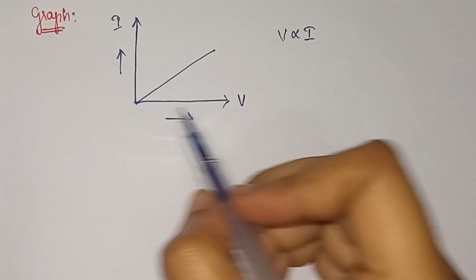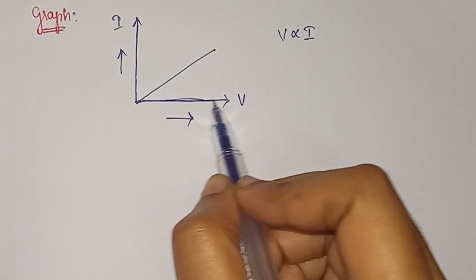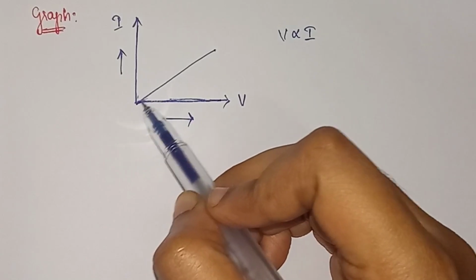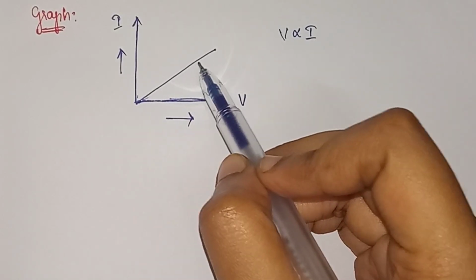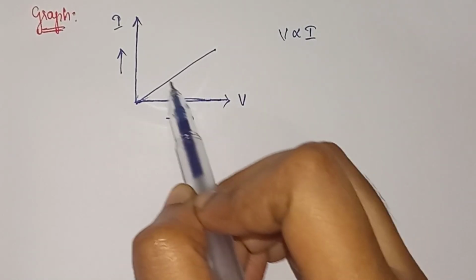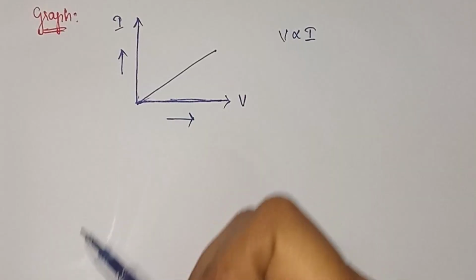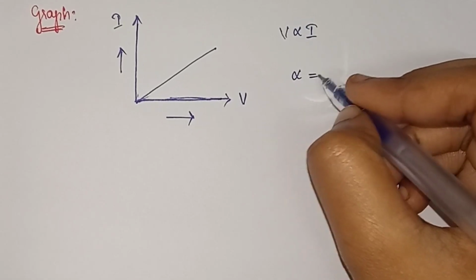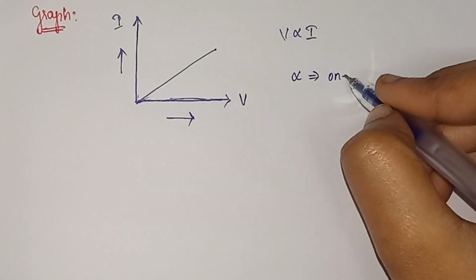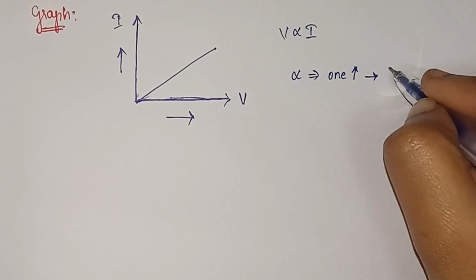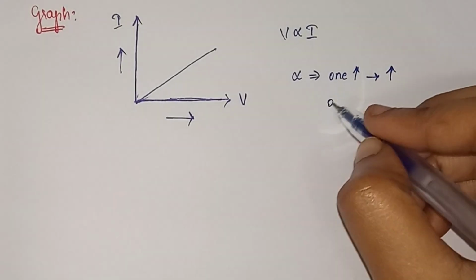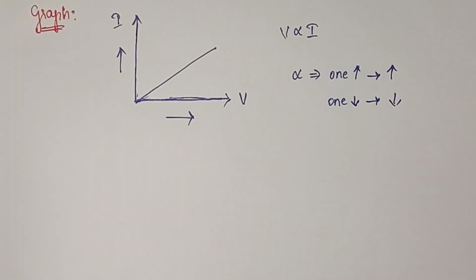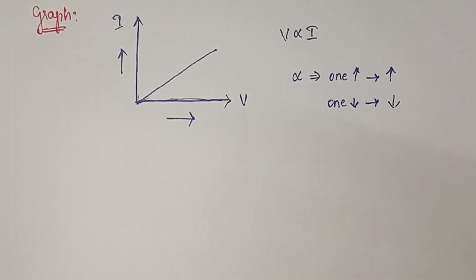So now what is happening here? I am increasing the value of V. Hence, the value of I also increases. So we plotted this line. So this line represents that if we increase the value of V, then automatically the value of I also increases. So you can remember it in this way. If one value increases, then the other also increases. If one value decreases, then the other also decreases. This is what is meant by directly proportionality.